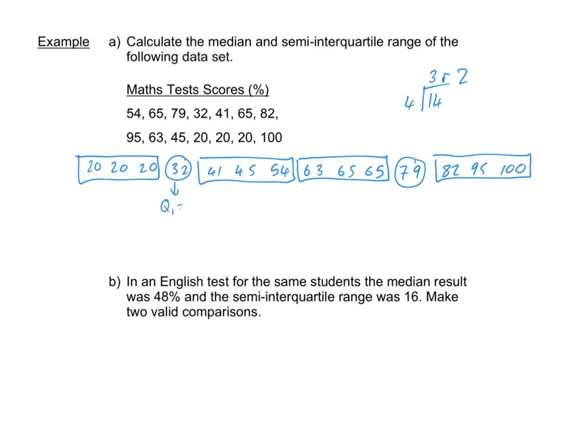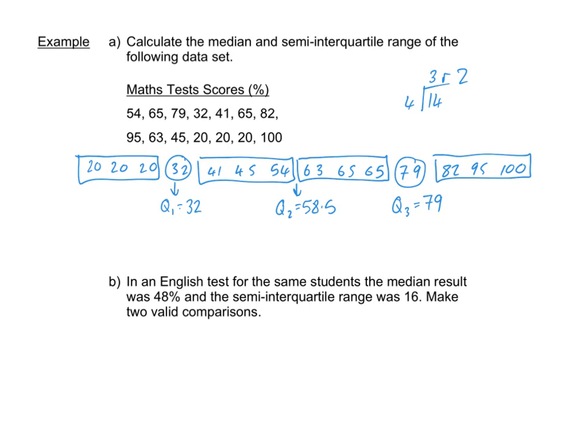So Q1, the lower quartile, is simply 32. Q2, which is the median value, is going to be halfway between 54 and 63. So remember, if you're unsure, you can just add them together and halve it. That's going to come to, in this case, 58.5. And Q3, the upper quartile, is 79. So here we have, in this case, our median value, and we have our lower and upper quartile.